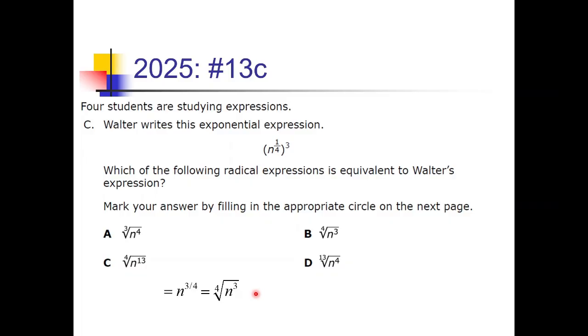And does that match any of my answer choices? A is close, but I've got the 3 and the 4 mixed up there. C is nowhere in the neighborhood. Neither is D. That 1/3 is kind of weird. But B, 4th root of n to the 3rd, that's what I need.